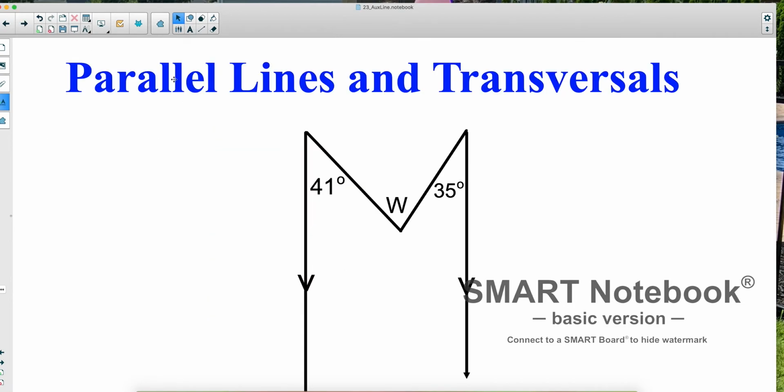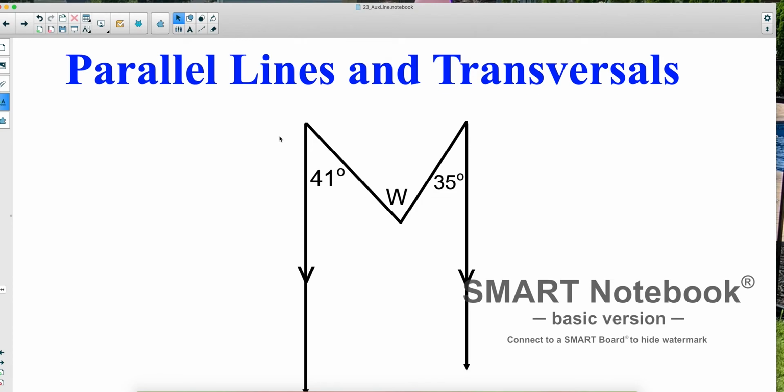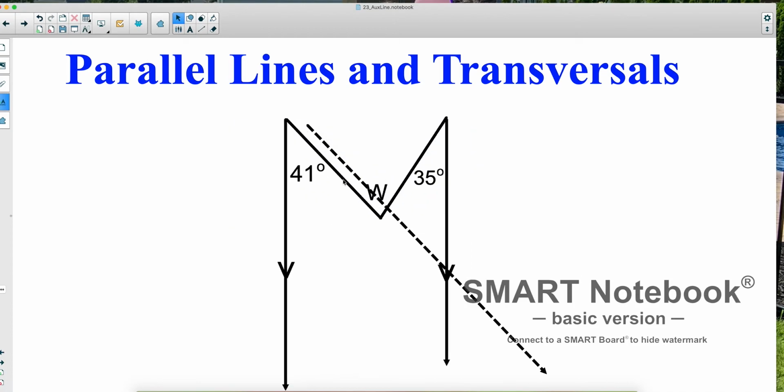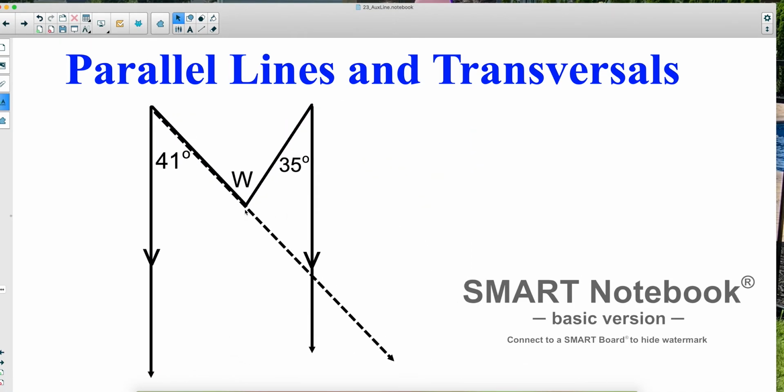Just to show you quickly, very similar to what we just did, we also could have extended this line here, like this. Just move this all over. Could have extended the line, and then you could have done your alternate interior angles here and here, and then again found the vertex, and then done with the linear pair here. Okay, so there's a number of different ways you could work through to find that missing angle W by using an auxiliary line.